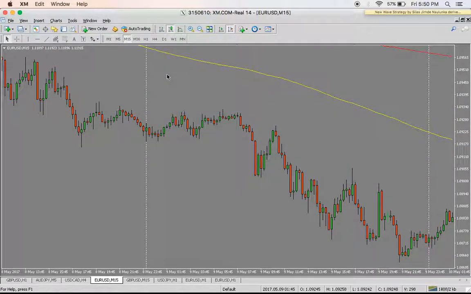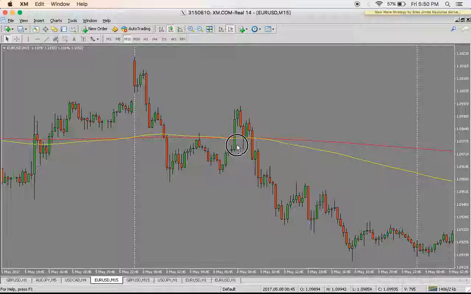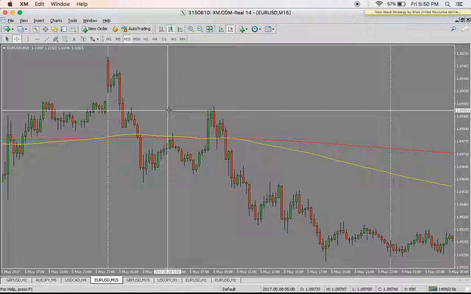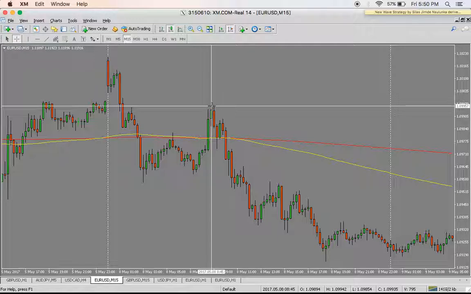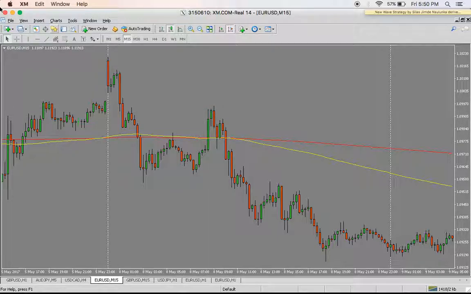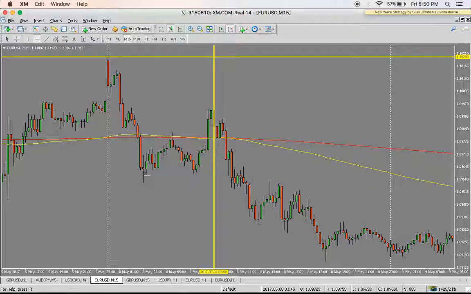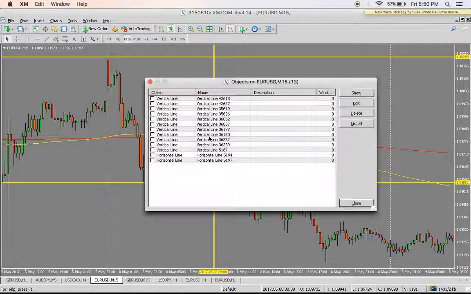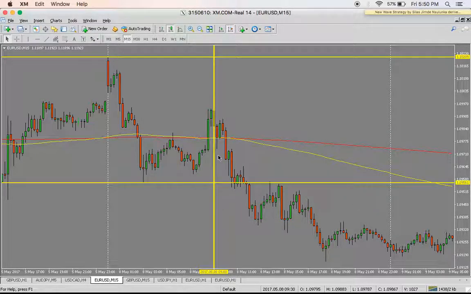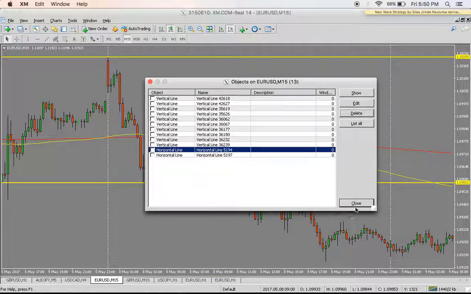Alright, so let me just do one more example. Let's say here, right? Let's find 9 a.m. Where is 9 a.m.? Right here. Okay, so 9 a.m. is there. But now look, this is the lowest point and that is the highest point. So let's identify those. Initial high, initial low. Then let's delete this one. Vertical line, let me just close. Let's just delete it. Alright, cool.